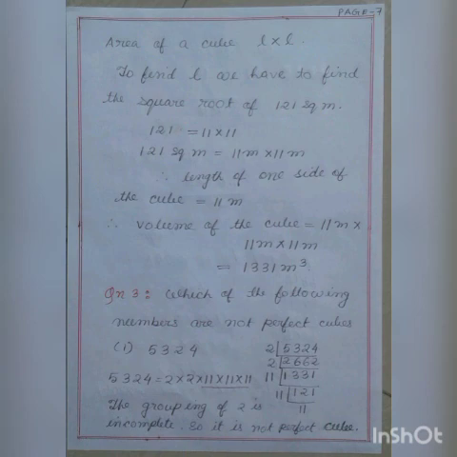The first number I have taken is 5324. If I find the factors of 5324, I get 2 into 2 into 11 into 11 into 11. The grouping of 2 is incomplete. We need one more 2, but here one 2 is less, so it is not a perfect cube.